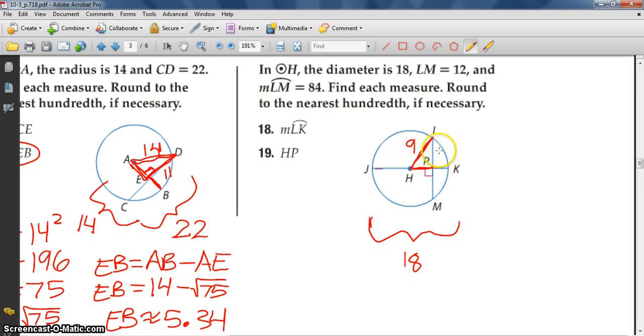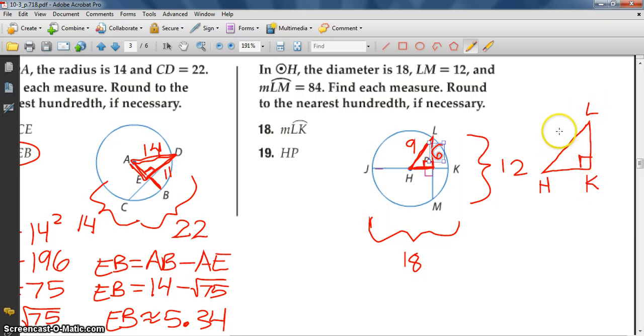Alright, the best way to do this would be to first write in the rest of the given information, which LM we have is 12, and since the diameter is perpendicular to chord LM, the diameter will split it in half, which means that LP is half of 12, or 6. So I'm going to take this right triangle and move it over to here, blow it up a little bit.